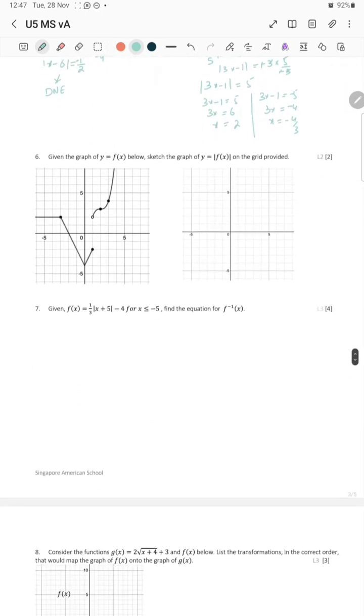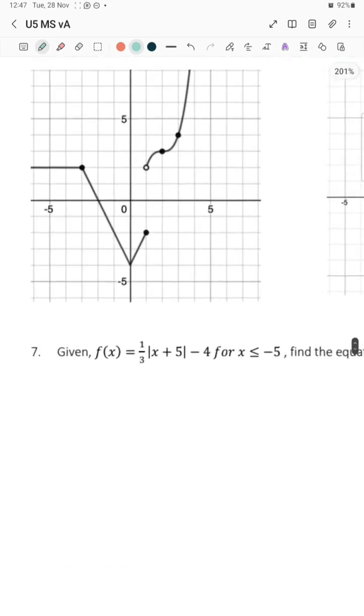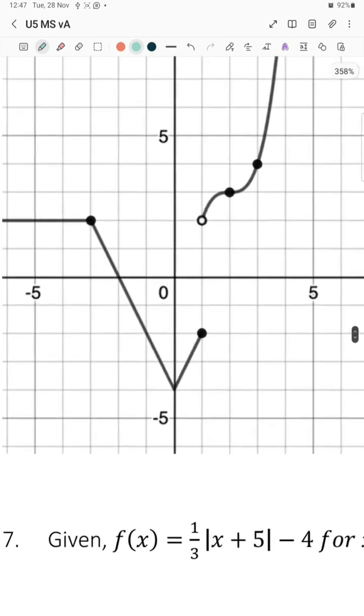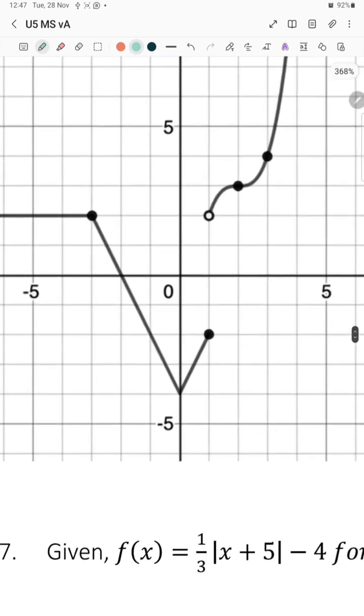Okay. Given the graph of y is equal to f of x below, sketch the graph of y is equal to mod of f of x on the grid. We know that it is very easy because the first point is 1, 2, 3, minus 3 and plus 2.